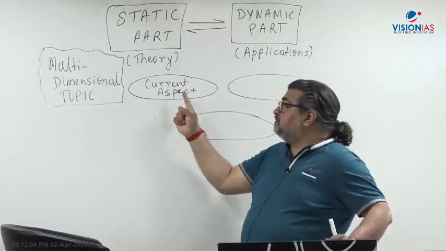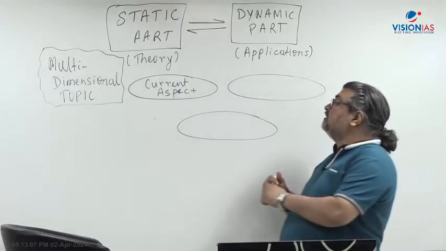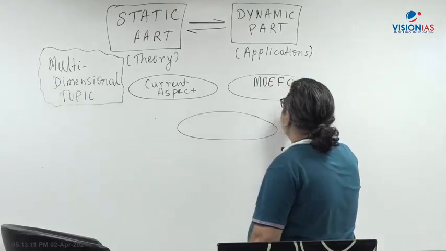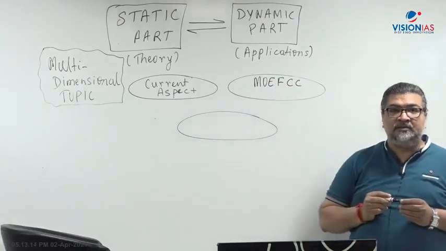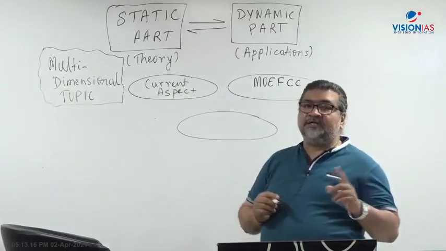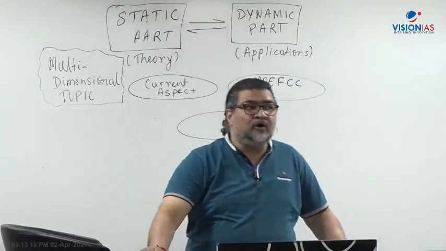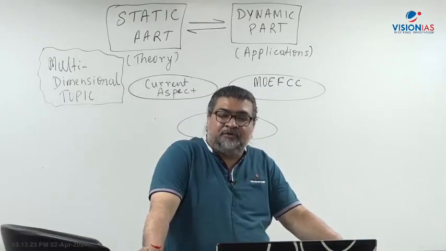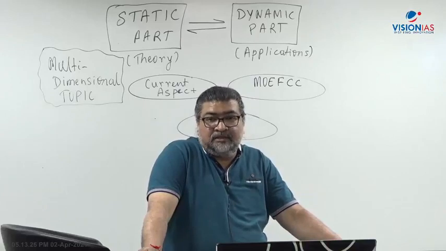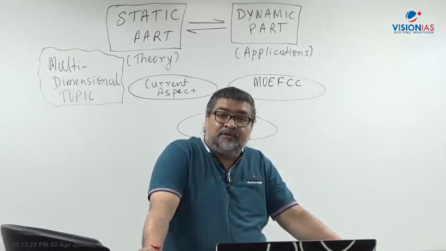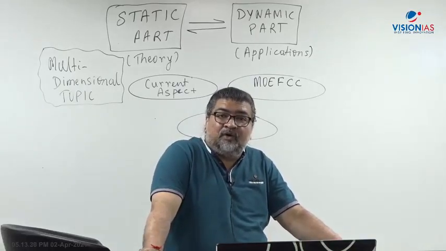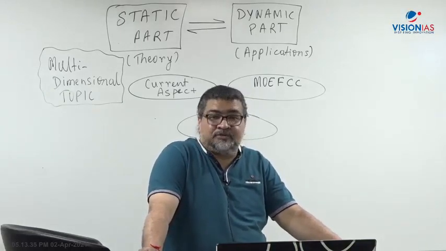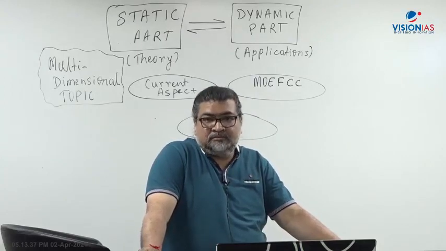So one aspect which comes is the current aspect. Second, what comes here is the Ministry of Environment, Forest and Climate Change, MoEFCC, right? The central government ministry. What you come across in the PIB, Press Information Bureau, updates, or when you read any aspect of the annual report of the Ministry of Environment, Forest and Climate Change, you will come across government schemes and government programs, right?